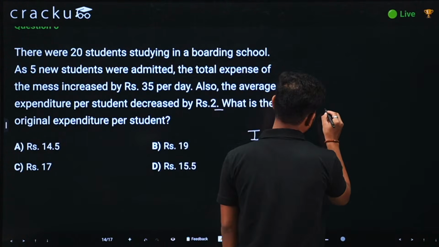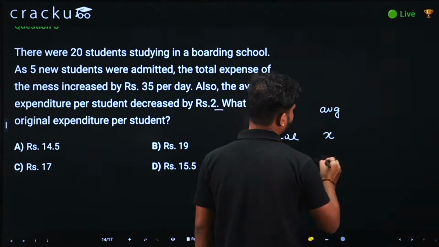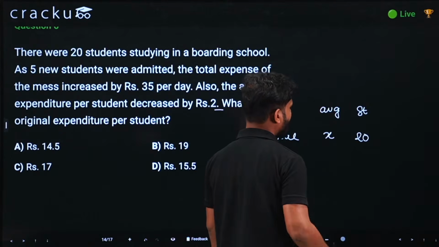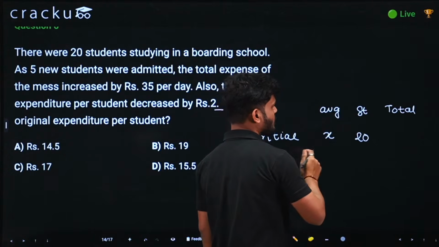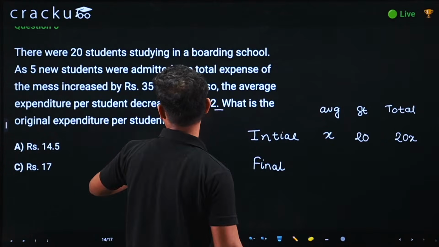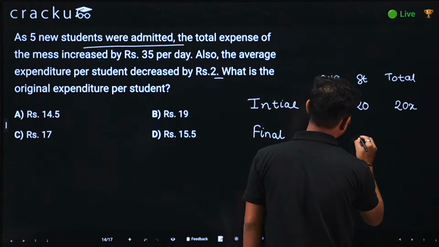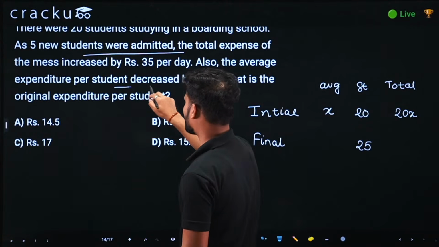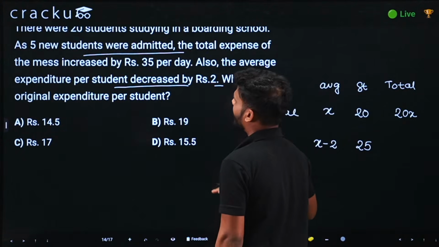Let us say the initial average expenditure was x rupees per student. How many students were there? 20 students were there. And what will the total be then? Total expenditure will be average into number of students, which is 20x. Now, what happened after 5 new students were admitted? How many students are there now? There are 25 students. And the average expenditure per student decreased by 2. So this x became x minus 2. And also what happened?